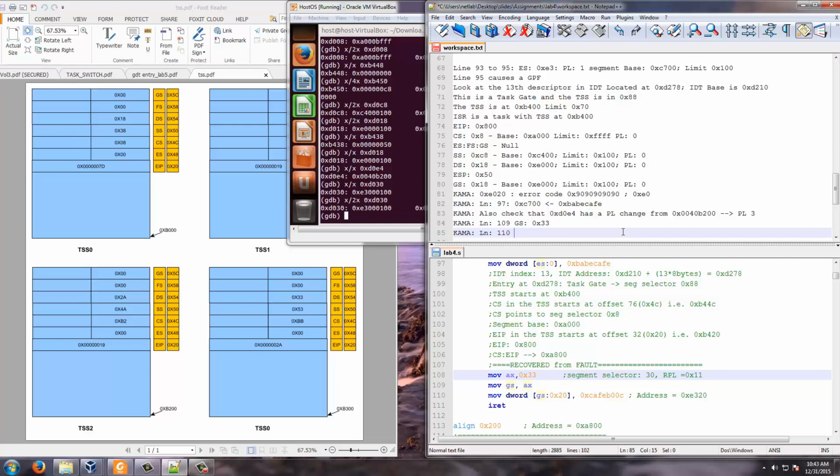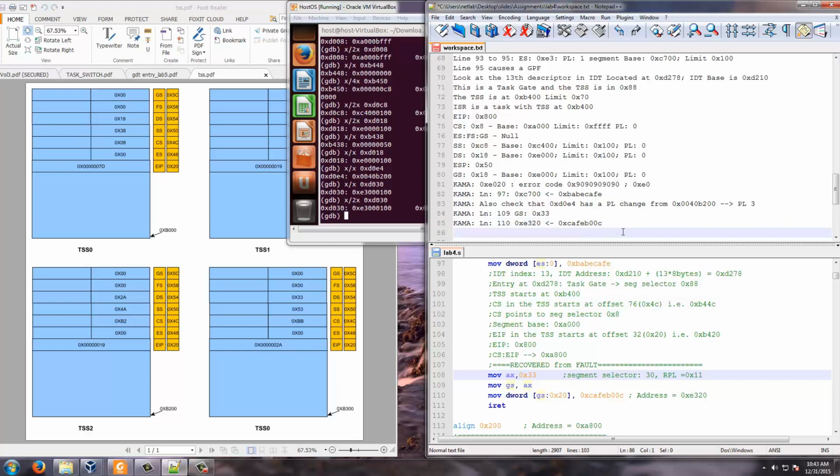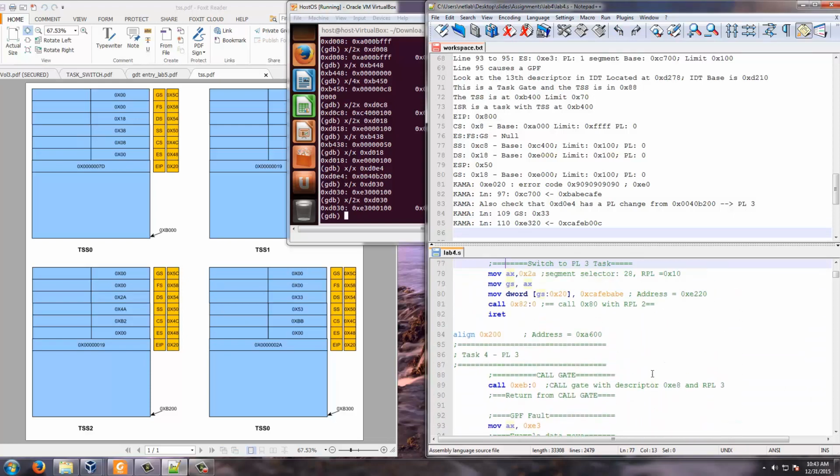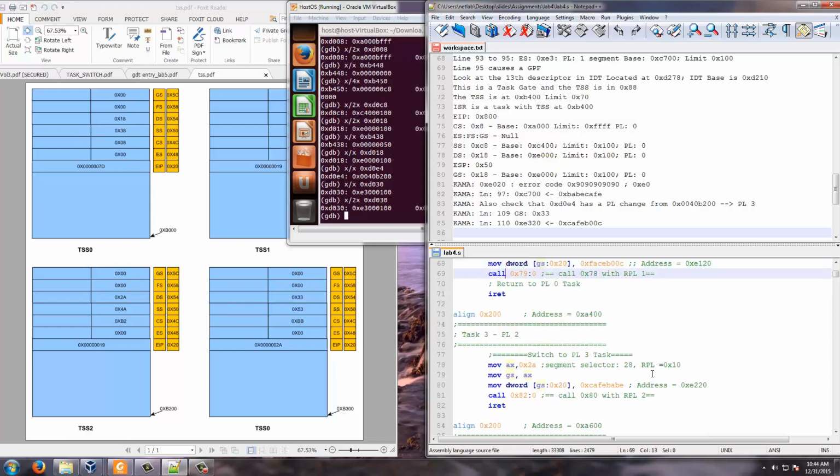Your line number 100 and E320, line number 110. Your 0x E320 should actually become 0x CFEB00C. Right? And then I do an IRET. When I do an IRET, this basically goes to the fellow who called me. Who called me? This is the fellow who called me. So I go to the instruction next to IRET.